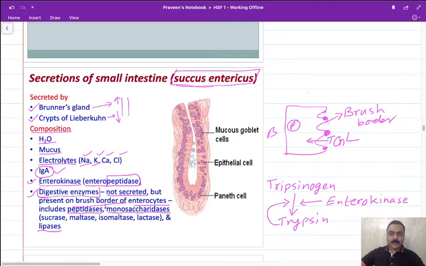Now let us concentrate mainly on the monosaccharidases. These are the monosaccharidases, which include the sucrase, maltase, isomaltase, and lactase. For example, sucrase breaks down sucrose. Maltase will break down maltose, isomaltose will be broken down by isomaltase, and lactase will break down lactose.